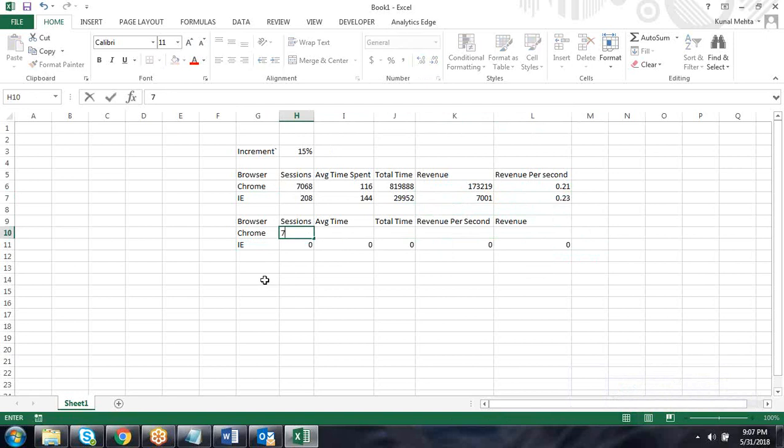Everything else remains the same. So what it means is I will still get this many sessions. My average time would now be 15% more than what I was getting earlier. So it would become this plus 15% of 116. So my new average time would be 133.4. My total time spent would be this, and my revenue per second I've already calculated. So my new revenue would be this into total time spent, around this much.